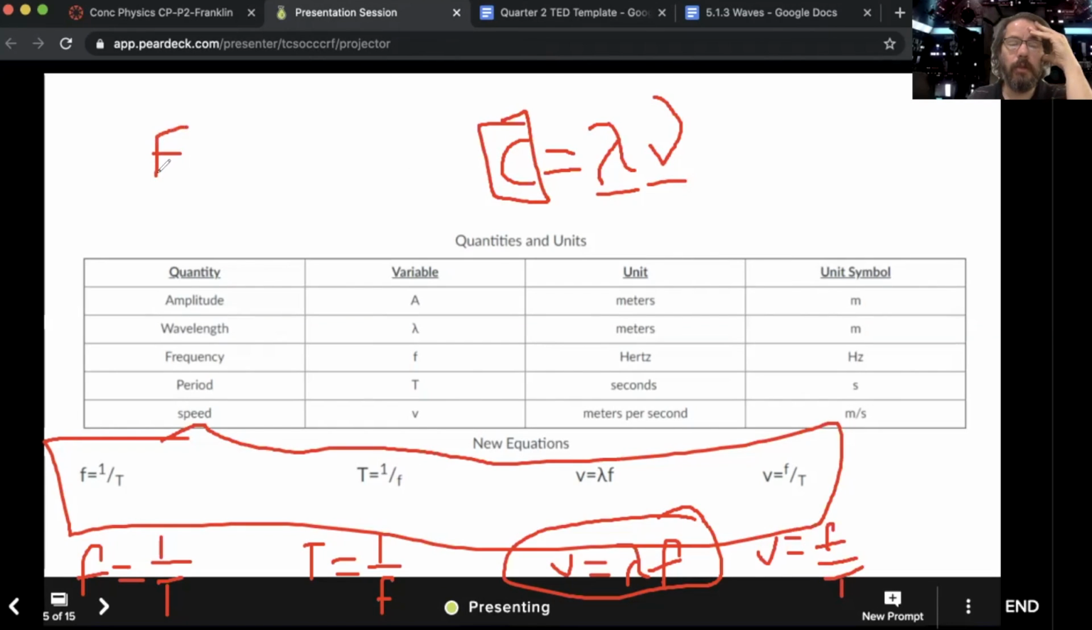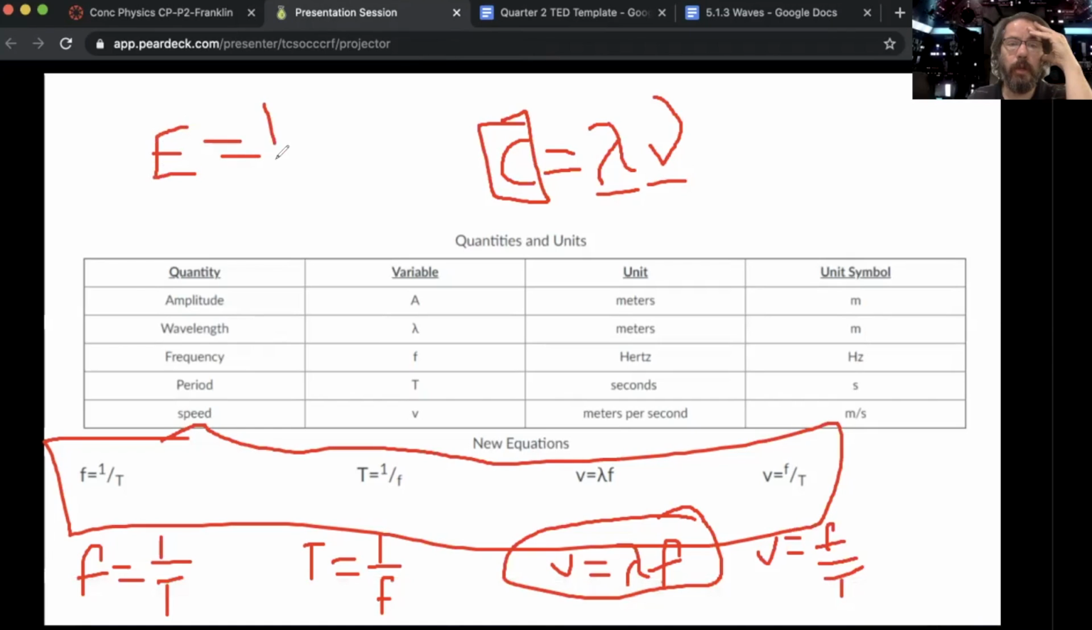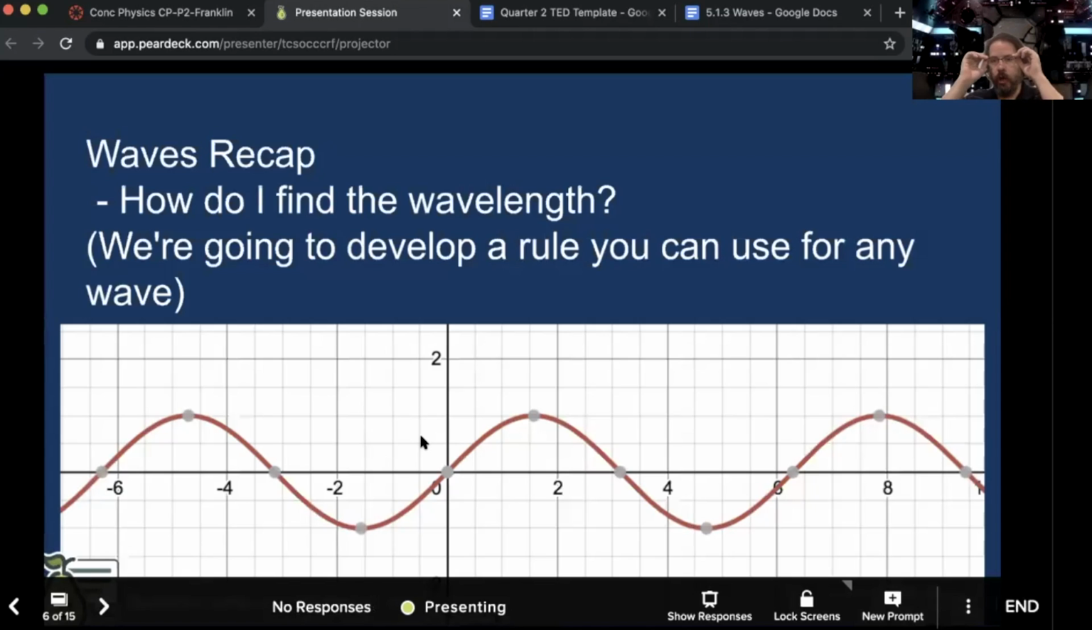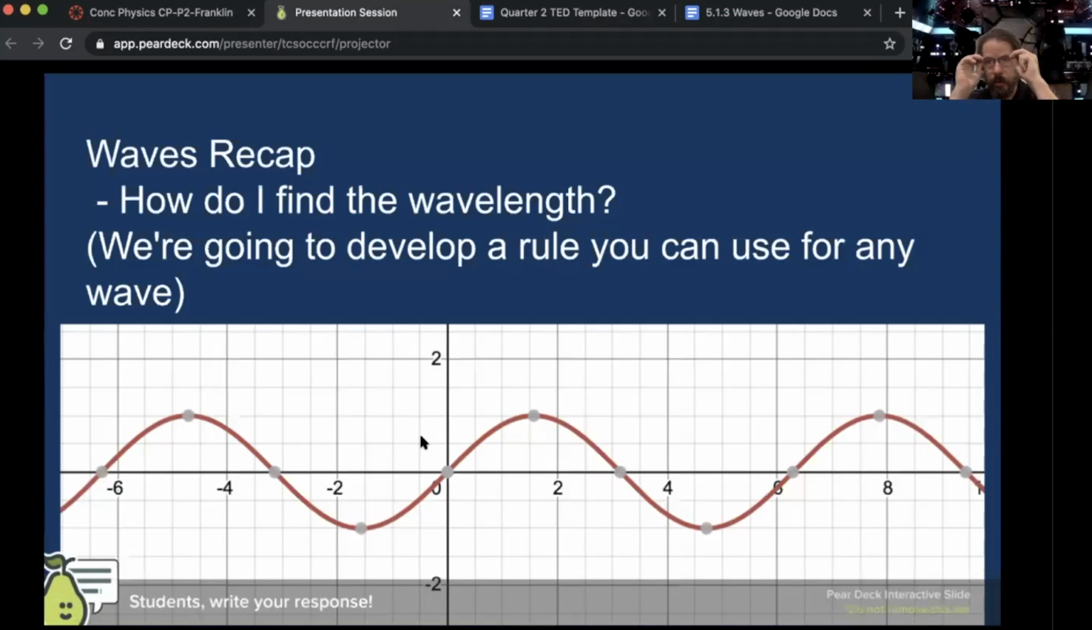Okay, this is an equation we will not use, but energy of a wave is h times the frequency. And h is also a constant. So let's try this one. This is one that you should actually know. You should have known before coming to this class because of previous science classes, but it's okay if you didn't. But I want you to tell me, how do I find the wavelength of a wave? So we're going to actually come up with the rule we can use for any wave, but I want to see what you think right now.